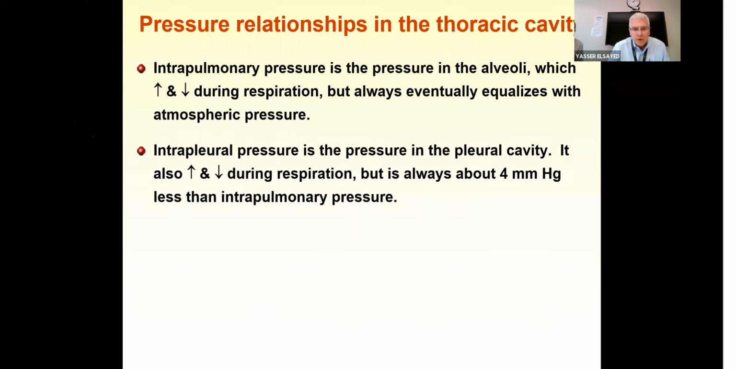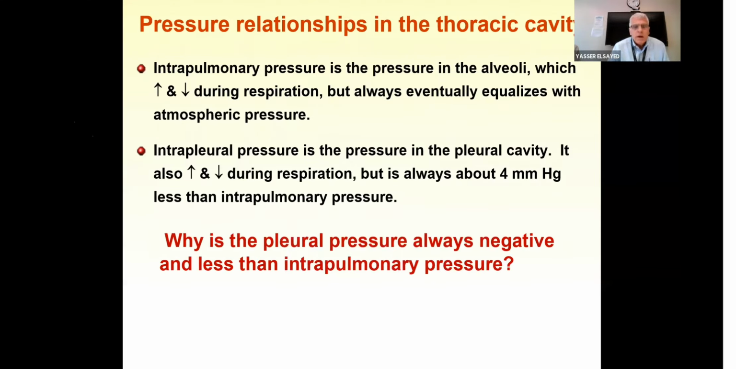The intrapleural pressure is the pressure in the pleural cavity, and it also goes up and down during respiration, but it's always about 4 millimeters of mercury less than intrapulmonary pressure, and we explain why that is. So if I have you here with me, I will ask you, why is the pleural pressure always negative and less than the intrapulmonary pressure?